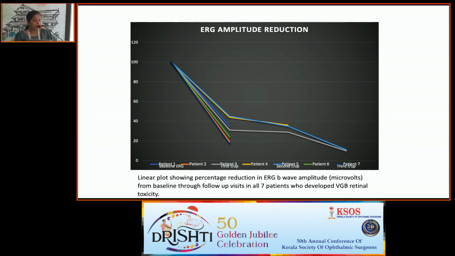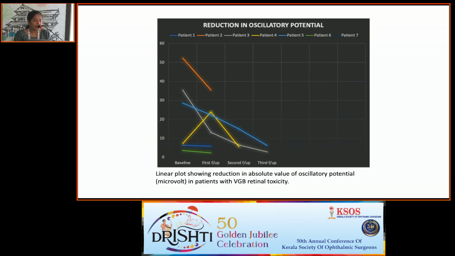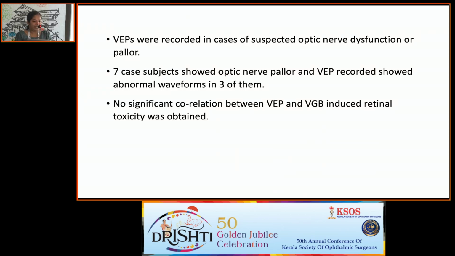So this is a percentage reduction of the ERG amplitude from the baseline through the follow-up visits in all the 7 patients who developed vigabatrin retinal toxicity. This is a linear plot which shows reduction in the absolute value of the oscillatory potentials in the patients who developed toxicity.